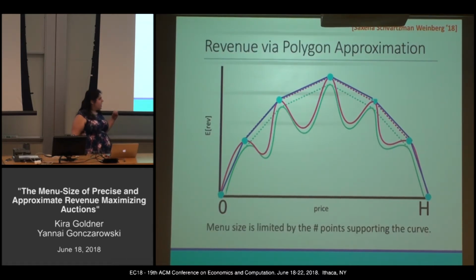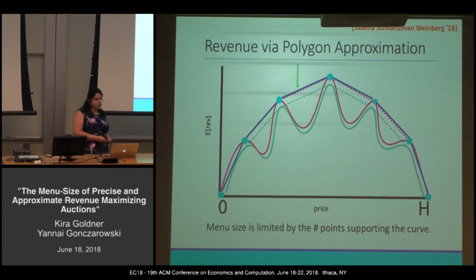So the point is that, again, the menu size is limited by the number of points that support the curve. And so if I were to have a price imposed from an earlier deadline, what would I do? It's going to hit this curve here, and I'll just randomize over the 2 points. Whatever happens, I can only randomize over the points on this curve. Questions about that?